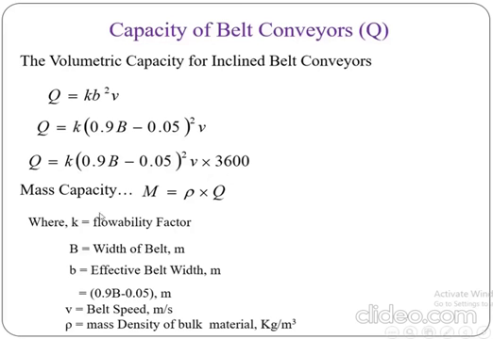And mass capacity again, M is equal to rho into Q. Here only one factor is added. Instead of the surcharge factor, we are adding the flowability factor, that is small k. As the belt is inclined, we need to take into consideration the flowability factor.